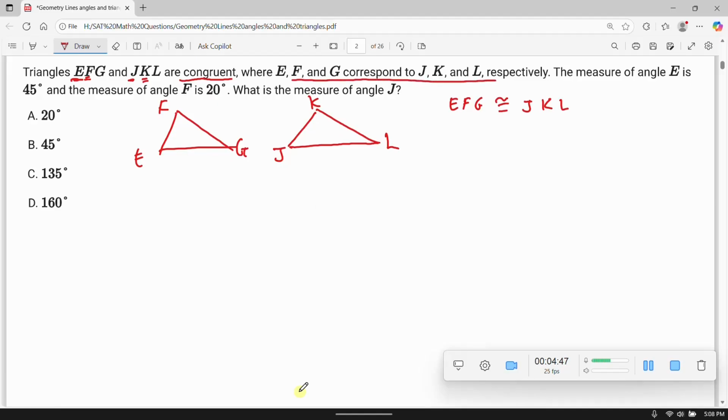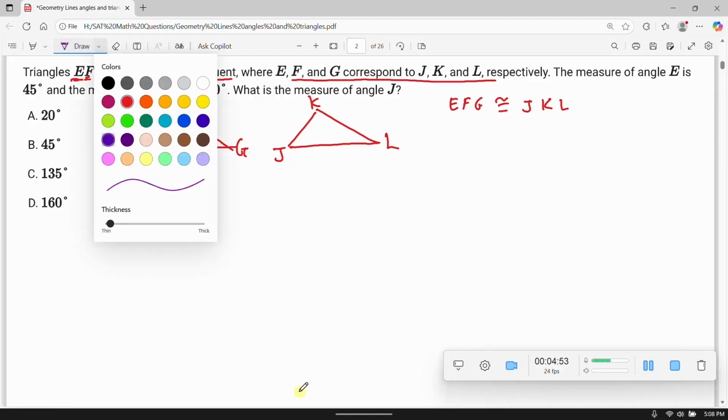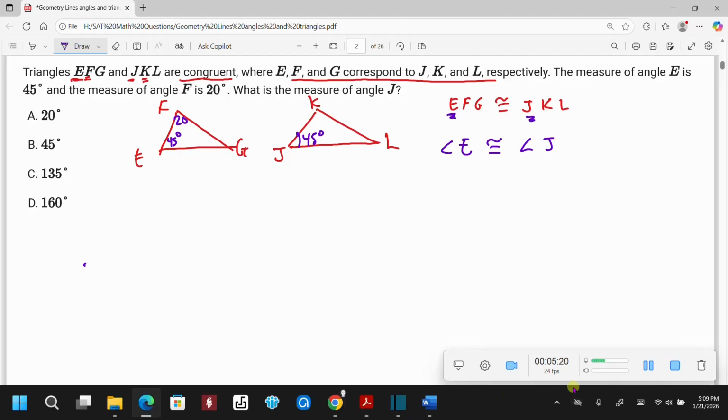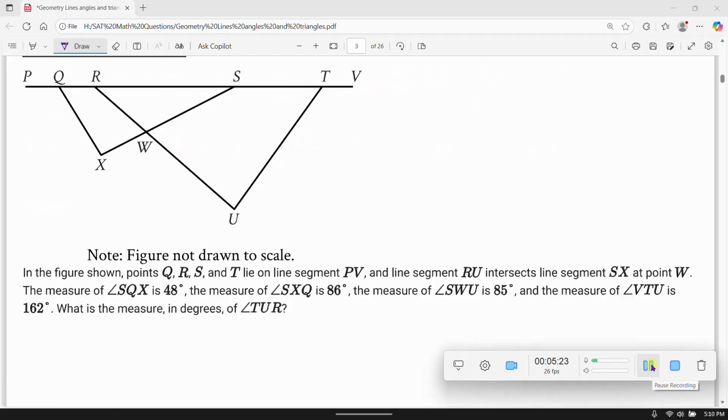So the angle E is 45, and angle F is 20. What is the measure of angle J? That's easy. That's 45, because angle E is congruent with angle J, just by the order of it. All right, make sure you read the questions.